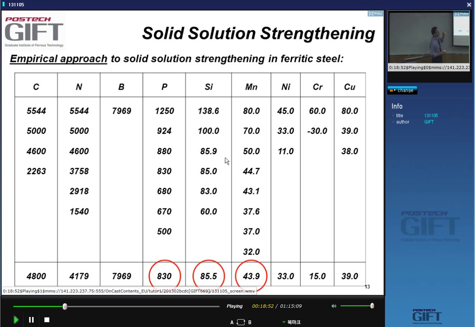Take, for instance, interstitial hardening effects. Carbon: 5,544 megapascal per weight percent is one of the reported measurements. 2,263 is another value. So a huge difference, obviously. The same for nitrogen, where I go from 5,000 to 15.